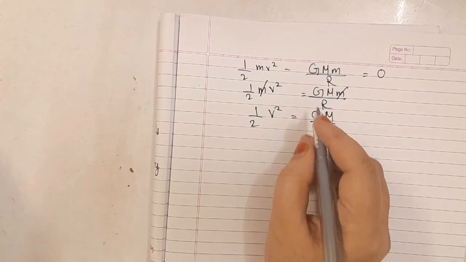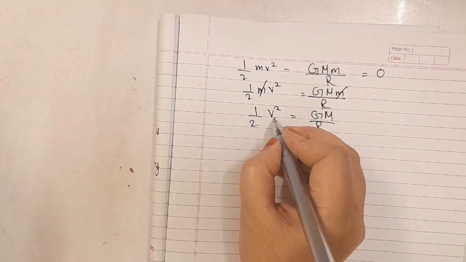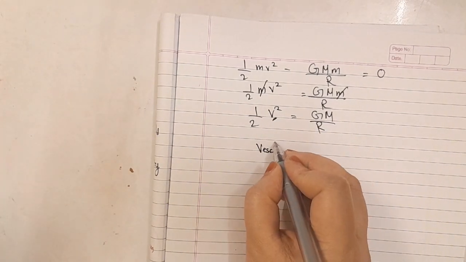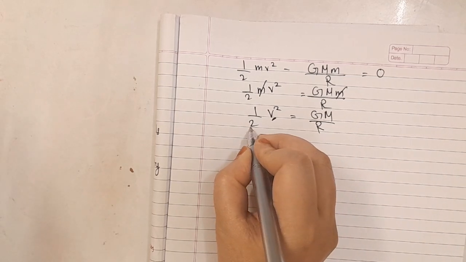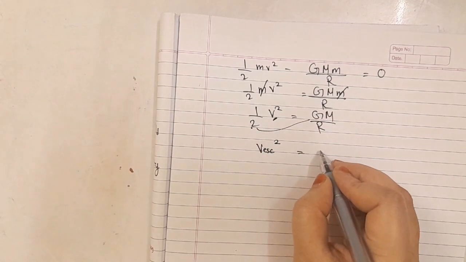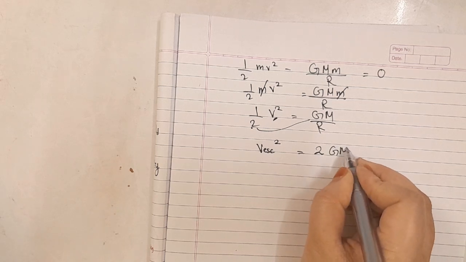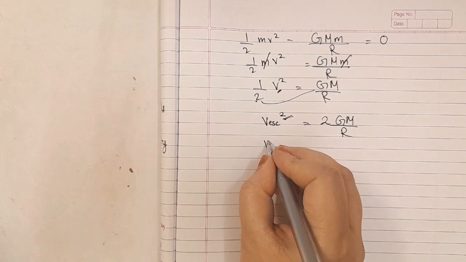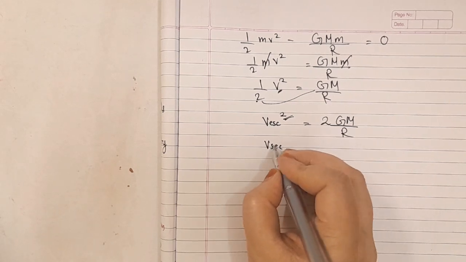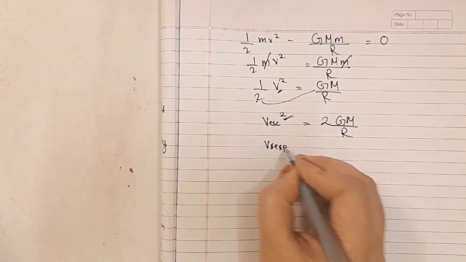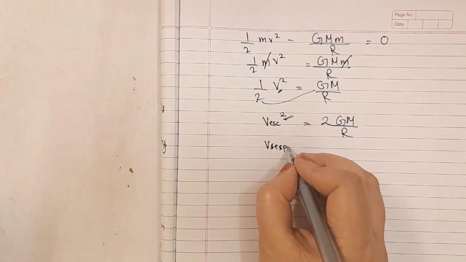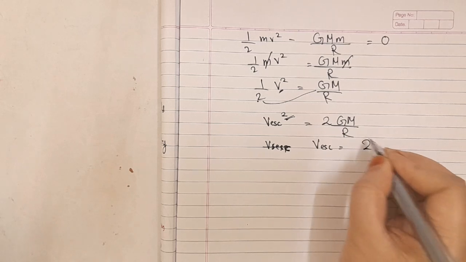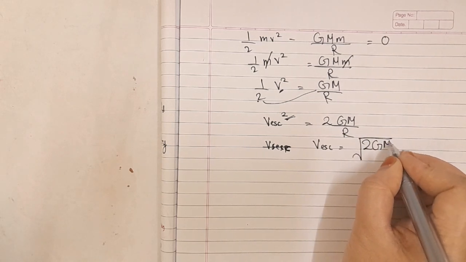Now student, here we have to calculate escape velocity. So instead of writing only v, we will write v escape. V escape square is equal to, now this 2 will come to this side, so this will be 2GM upon r. Now since square is there, we will take the square root. Taking the square root, we get v escape is equal to square root of 2GM upon r.